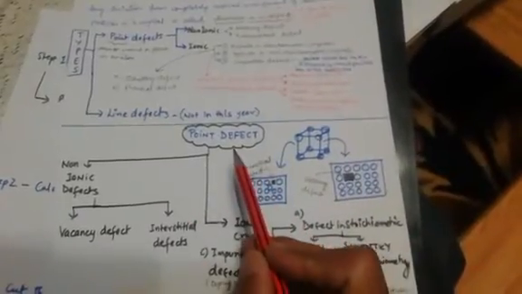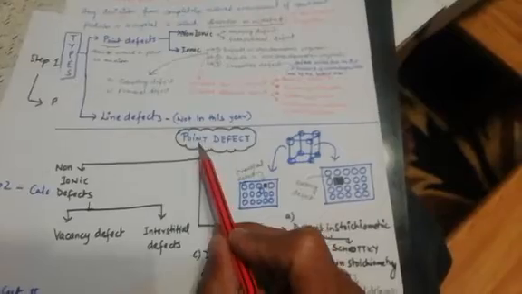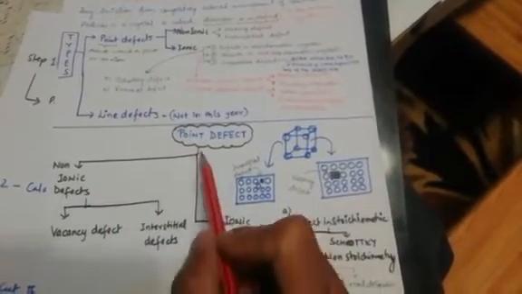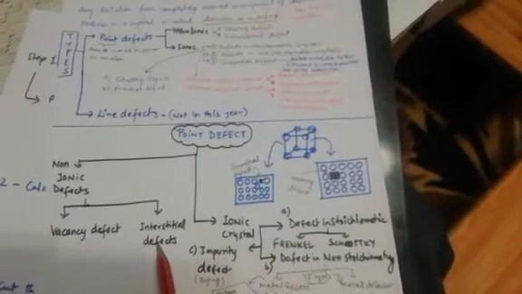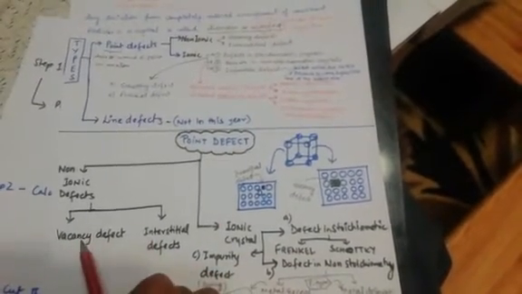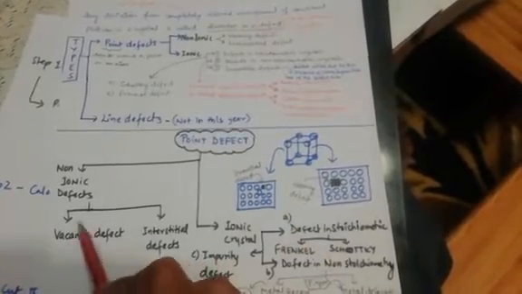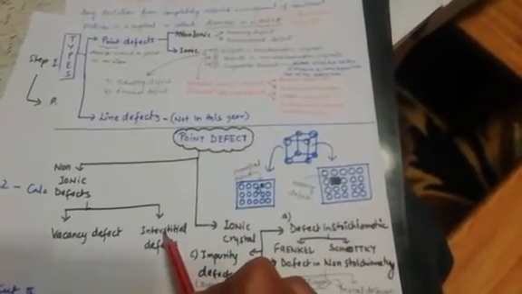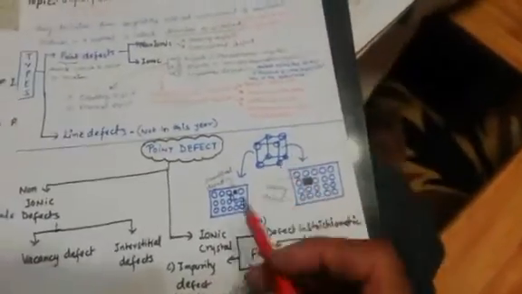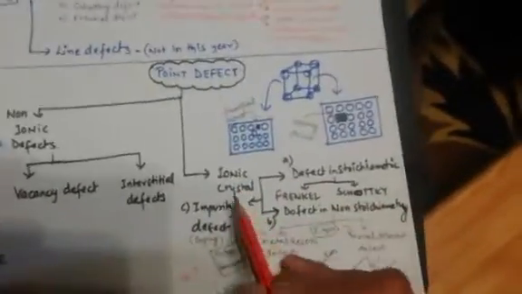These defects we will discuss with the help of this flow chart. Point defect is of two types: non-ionic defect and ionic defect. Non-ionic defect is vacancy defect and interstitial defect. In vacancy, some constituent particle is missing and it leaves some vacancy, whereas in interstitial, some particle is displaced from its original position and comes in between, into the interstitial site. Whereas ionic crystal we need to study in detail.